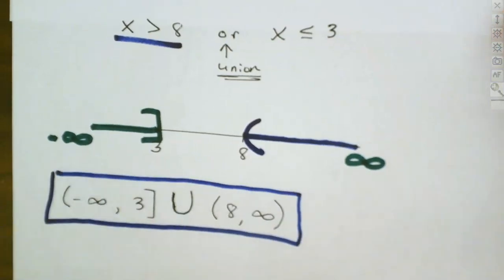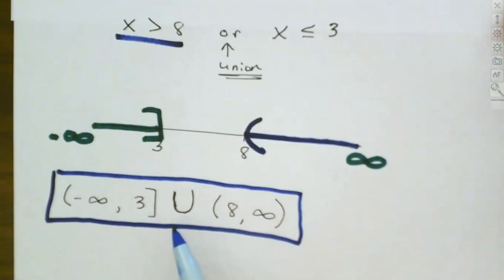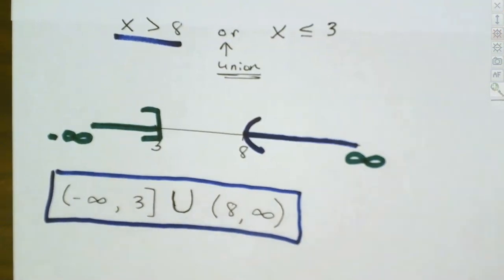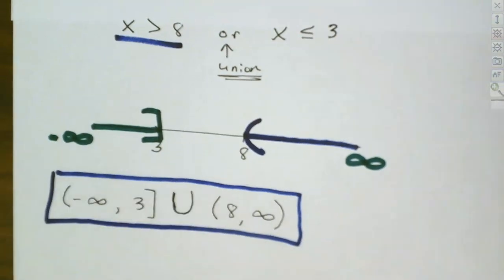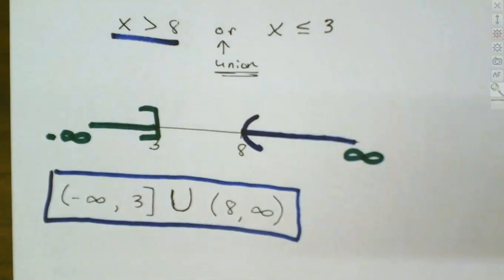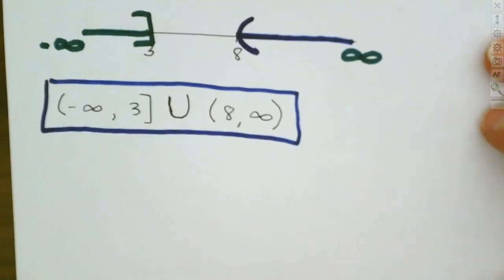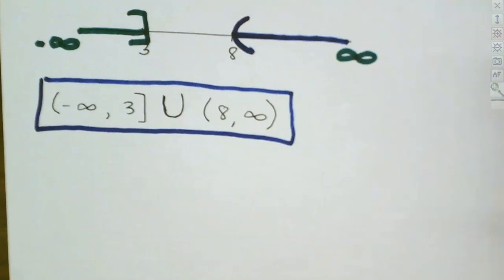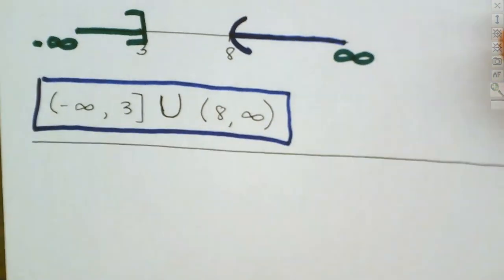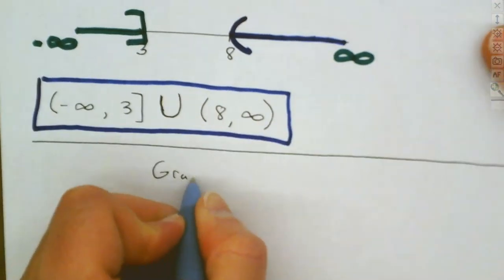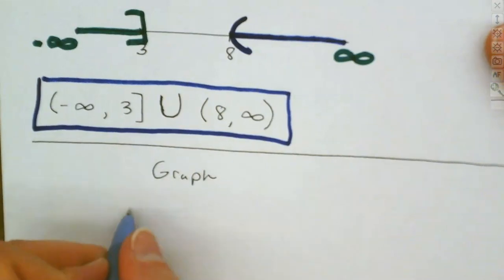So whenever we put the U, that means we're kind of adding them together. They're sets, so we can't use an addition symbol, and what we use is that U, and that U represents the union. Now, let's look at something that has an infinite number of solutions. So let's try and graph this one.